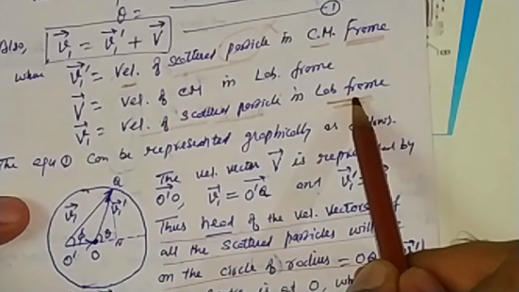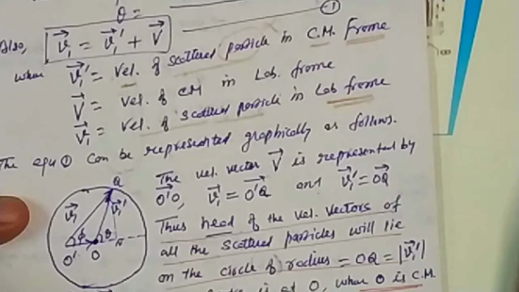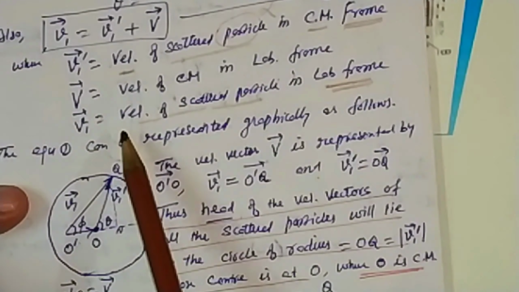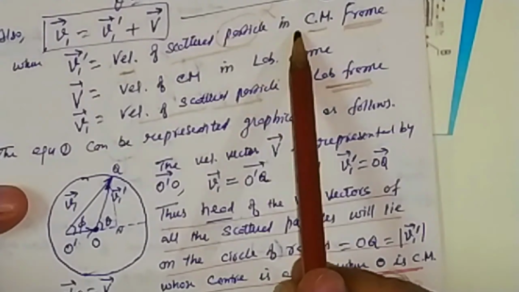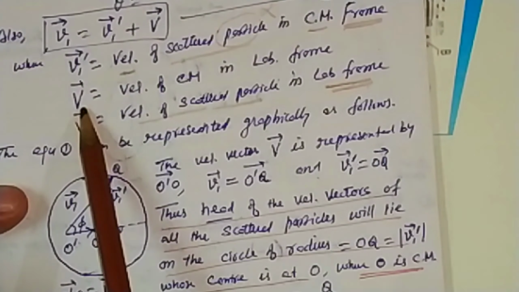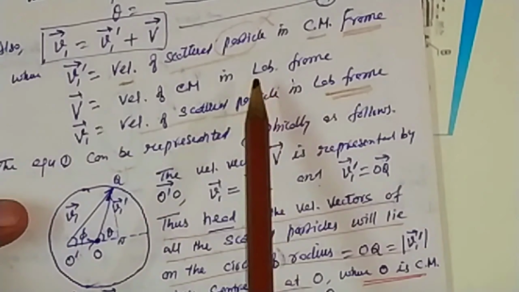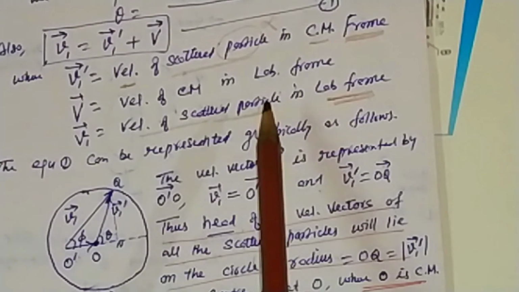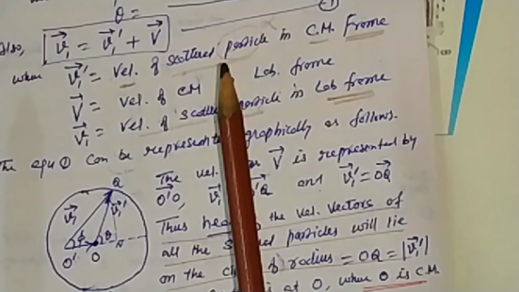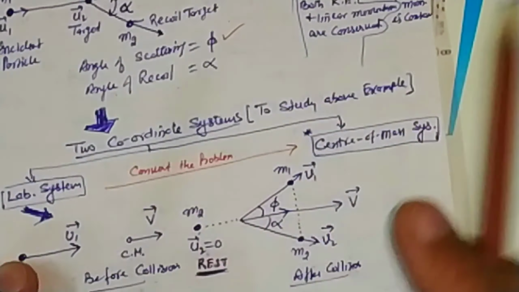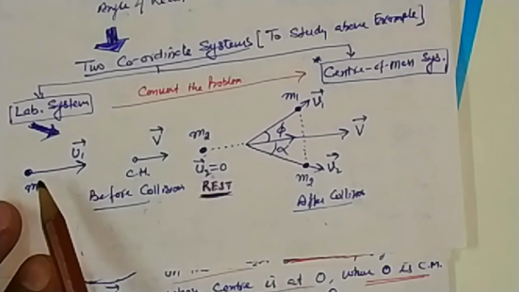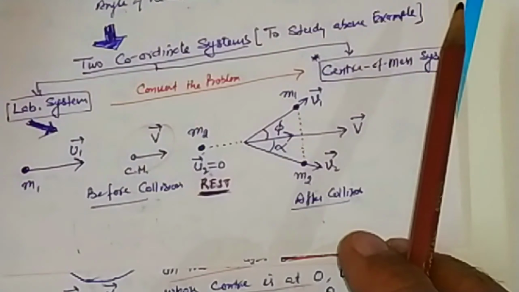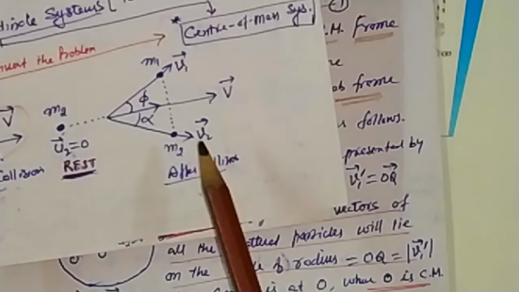So this is in lab system, this is in center of mass system. Velocity of the same particle measured in lab system and center of mass system. Capital V is the velocity of center of mass in lab system, that we have discussed in our previous lecture, that is m1, velocity of incident particle. This is the velocity of center of mass. v1, v2 are the velocity of the particles after collision.